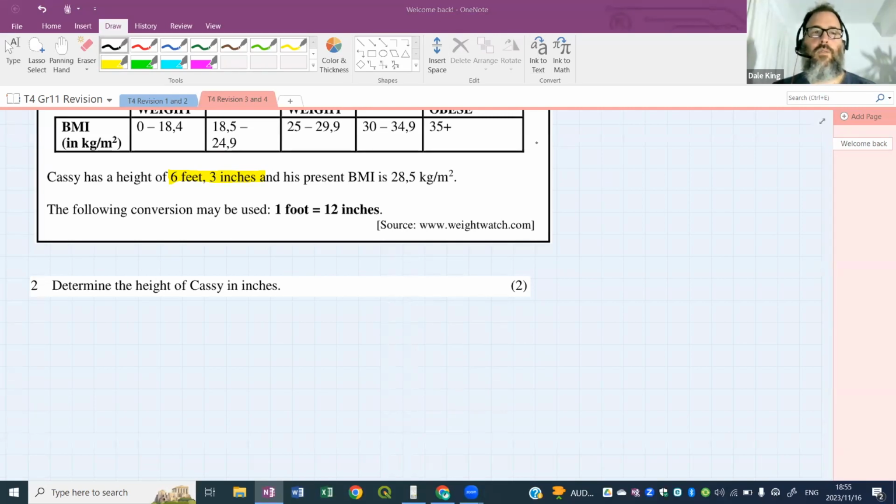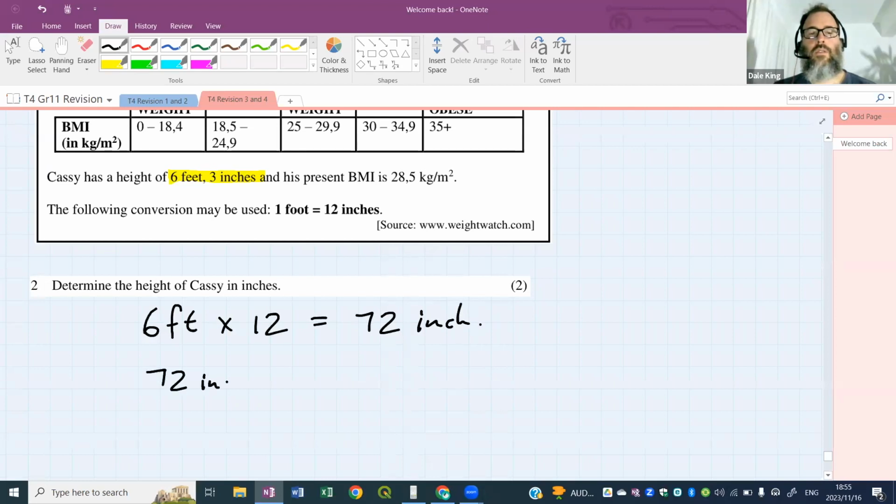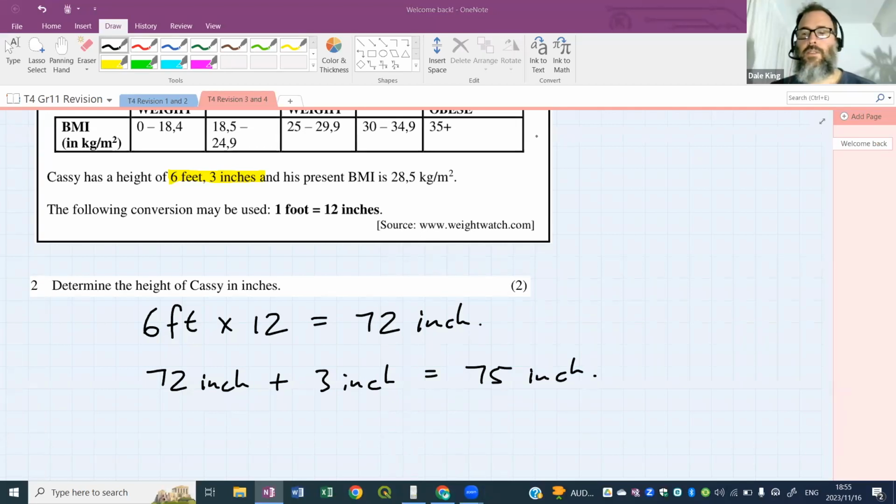Good job, Kayan. Each foot is 12 inches. We've got 6 feet, so we're going to multiply by 12. That gives us 72 inches. And we need to add on the other 3 inches that are still there, which gives us 75 inches. Yes, that gives us 75 inches.